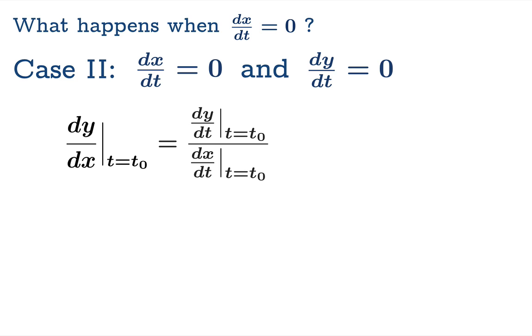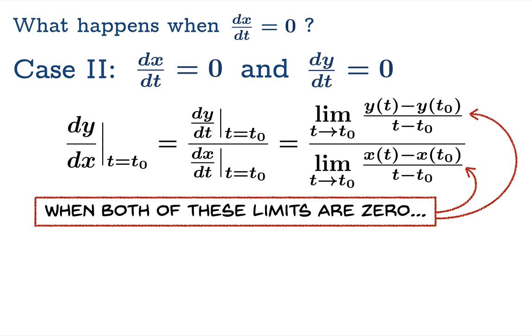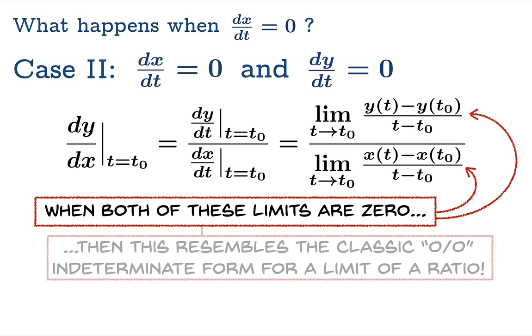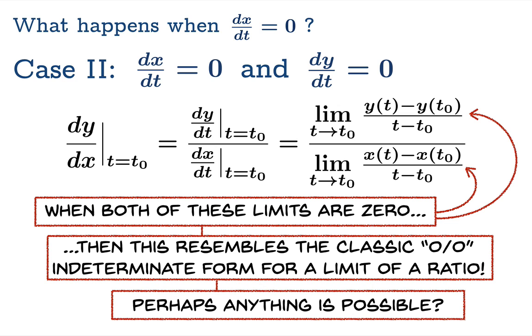And we look at this ratio of derivatives. We can think of that as a ratio of limits here, because a derivative is just a limit of secant slopes. And you'll notice that if both of these limits are 0, then what does this look like? This really resembles the classic 0 over 0 indeterminate form for a limit of a ratio. Mind you, we're not trying to evaluate the limit of a ratio. This is a ratio of limits. However, this is suggestive because what it might imply is that perhaps anything is actually possible here. This could be a truly indeterminate situation.